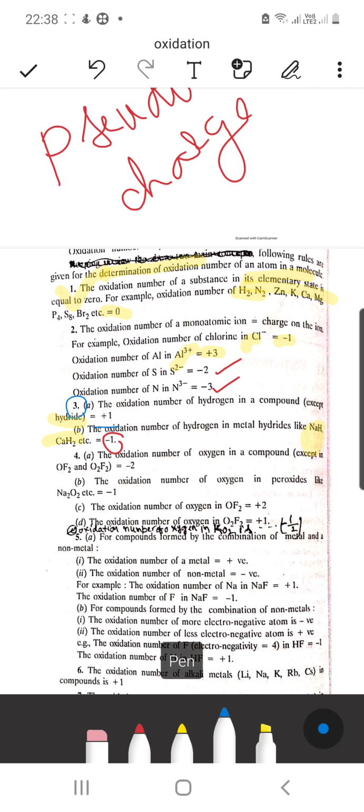The fourth rule is that the oxidation number of oxygen in a compound is -2 except in OF2, O2F2 and peroxides. In peroxides, the oxidation number of oxygen is -1.